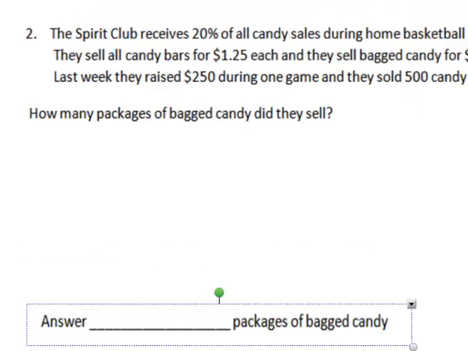All right, question 2. The Spirit Club receives 20% of all of the candy sales during the home basketball games. They sell candy bars for $1.25 each, and they sell bagged candy for $2.50 each. Last week they raised $250 and they sold 500 candy bars. So the first thing that I want to identify is I need to figure out what 20% of a candy bar is and 20% of a bag of candy. That'll tell me how much they make as their commission.